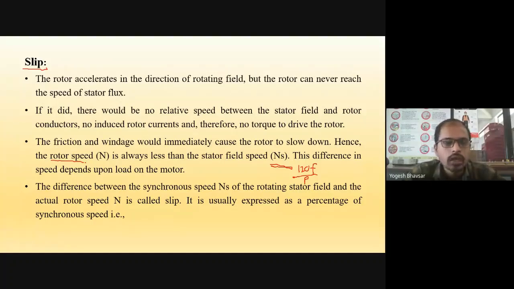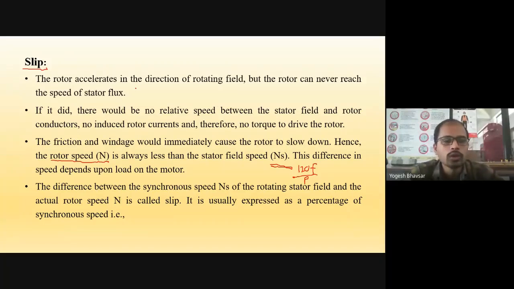And there is another speed called rotor speed. This is the speed at which the rotor rotates. So the synchronous speed at which the magnetic field rotates is denoted by Ns, and the speed at which the rotor rotates is called rotor speed and denoted by capital N. So see the difference, Ns and N. These are two different speeds.